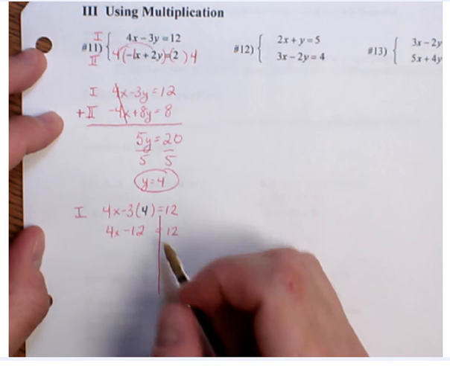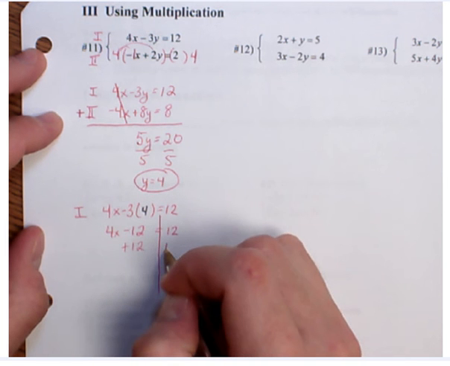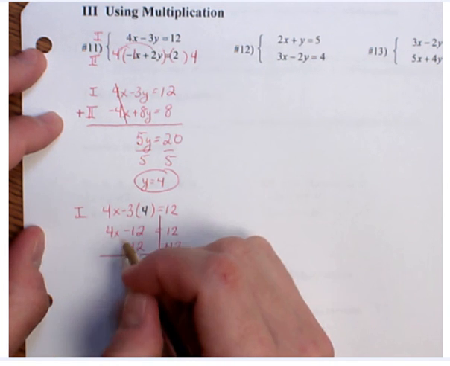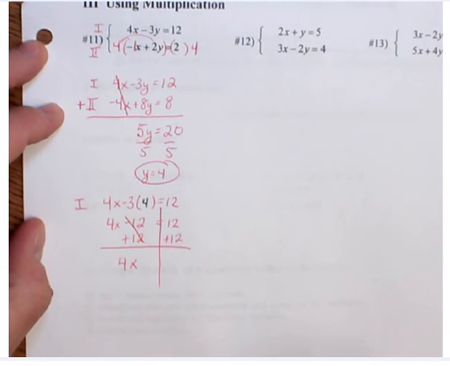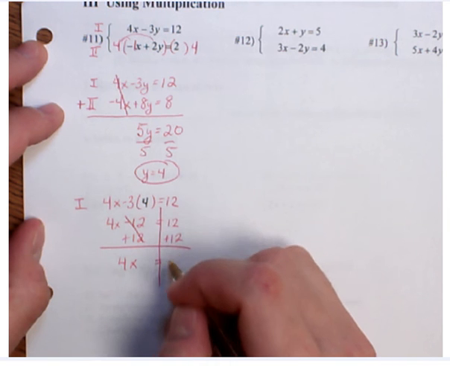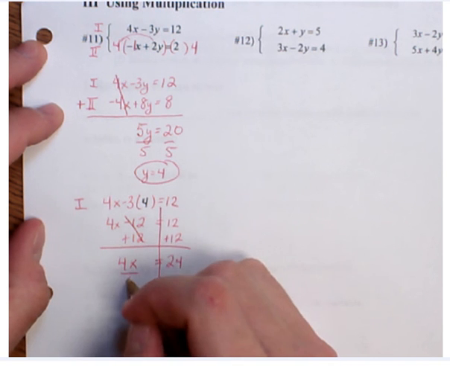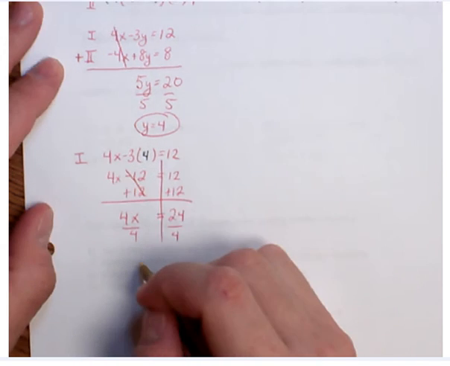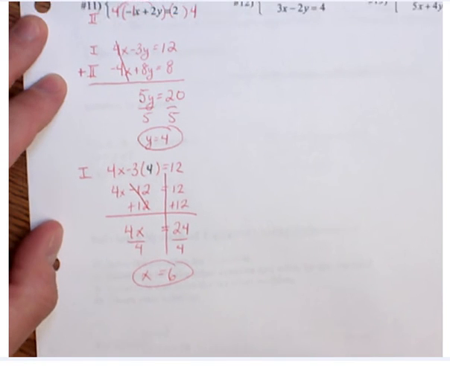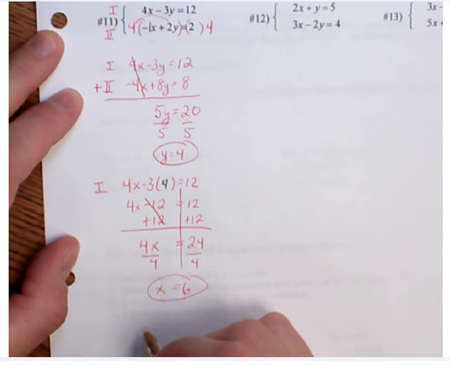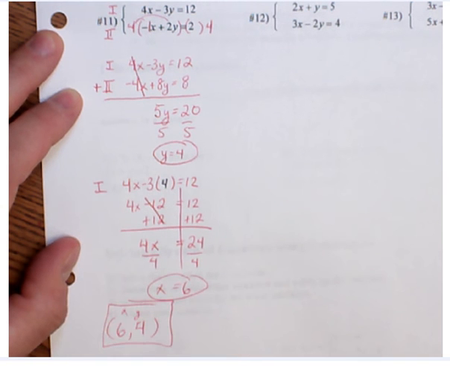Let's move the constant. Plus 12 plus 12. We get 4x, that's just 0, equals 12 plus 12 is 24. Divide by 4, and we get x equals 6. So the answer to our system is 6 comma 4, x comma y. 6 comma 4. Now does it work?